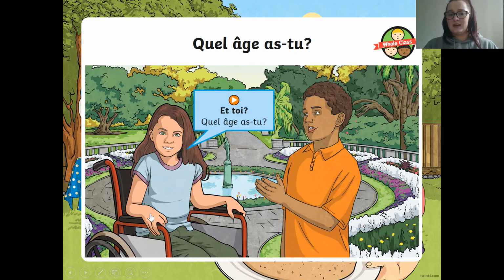Now, it says the word here, et toi, and that means, and you. How old are you? Okay, asking the question back. And you? So, quel âge as-tu?